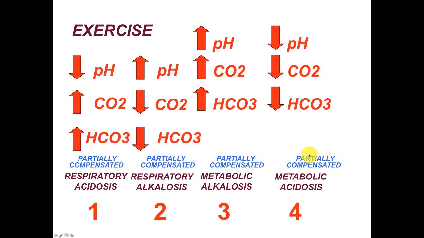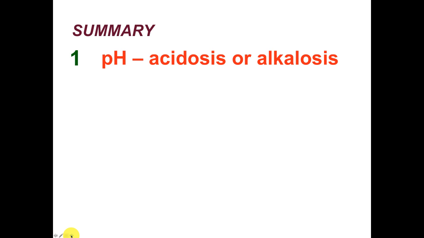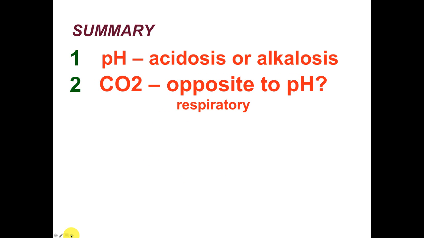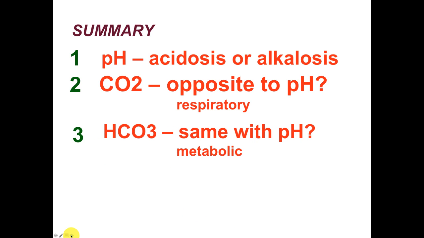Now, let's try to summarize. As we summarize, we go back to video clip number 1. In video clip number 1, we learned that if the pH goes down, that's acidosis. If it goes up, that's alkalosis. If the CO2 will go towards the opposite direction of the pH, then we are going to make the final decision. That's respiratory. Otherwise, we look at bicarbonate. And if we see that bicarbonate goes towards the same direction with the pH, we decide that is metabolic.